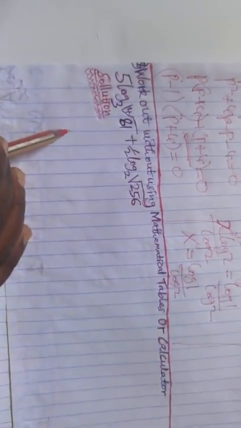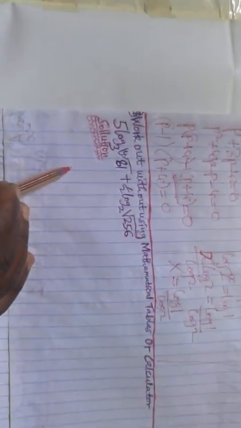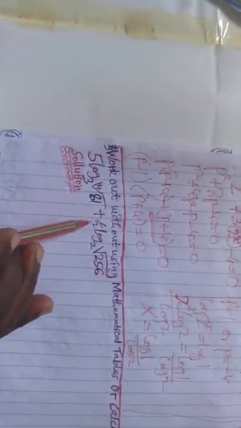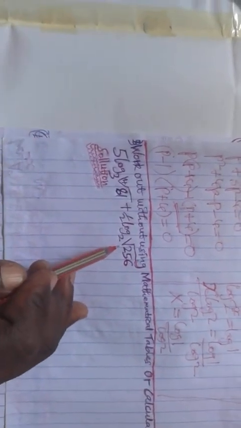Now we are going to question number 5b. Question number 5b states: without using mathematical table or calculator, solve 5 log base 3 multiplied by the fourth root of 81 plus a half log base 2 times the square root of 256. So for this question, the solution.